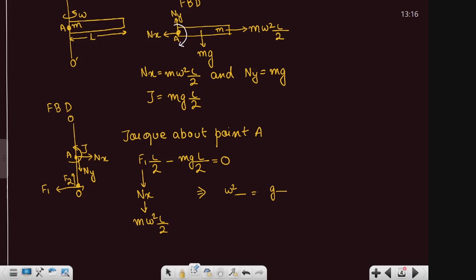Wait a minute, I forgot the thing. Wait a minute. This is 4. So I have to multiply this L by 2 also, no? So L square by 4. Now if I cancel out m and m, L and L square, and 2 outside it would become 2. So omega square is equal to 2g by L, or omega is equal to under root of 2g by L. Understood? So this question was more or less simple enough, in the simple category.